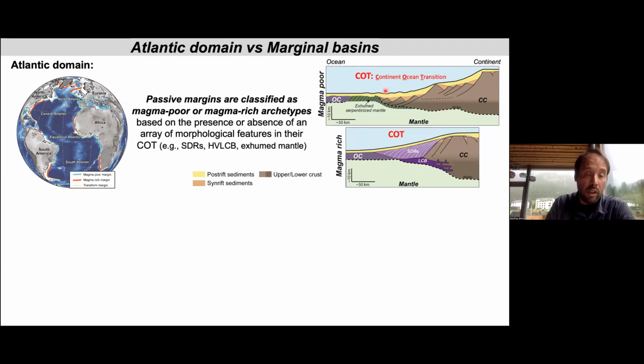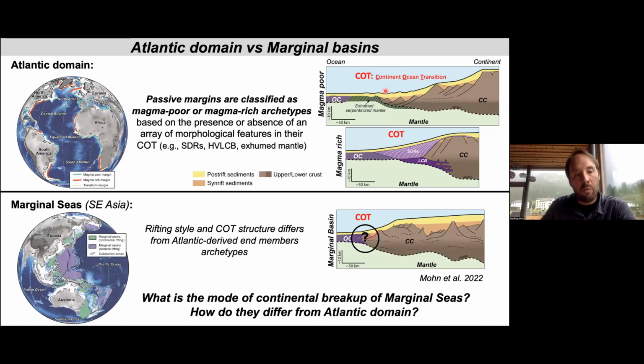So the aim of this talk is to go to other parts and to see what the mode of breakup of marginal seas is, what their style of rifting is, and how we can compare this mode of breakup. Are they similar to the Atlantic type, or are they different? In the past, most of these marginal seas have been related to the magma poor type, and I will show you that in some places there is a specific mode that is more prone to develop in continental marginal seas, and that differs from the Atlantic domain.